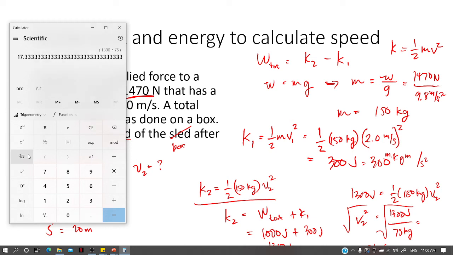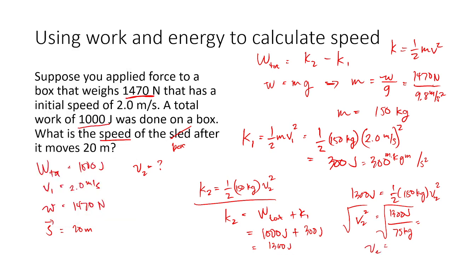In natin sa loob ng parentheses, kunin natin yung square root. So we'll have here 4.16 meters per second. So that is how you will calculate your speed using kinetic energy and total work.